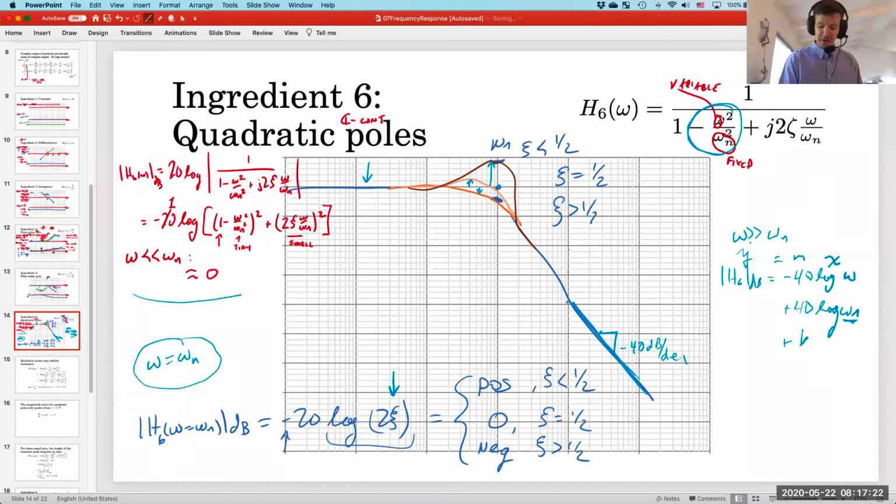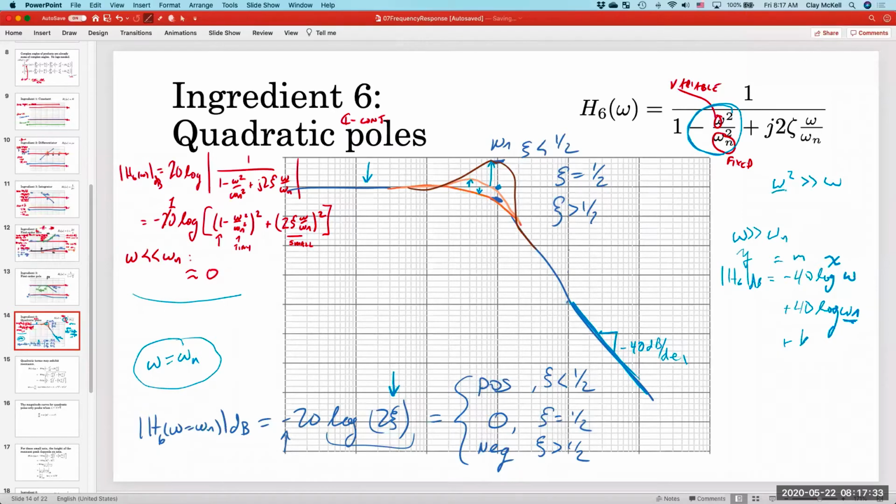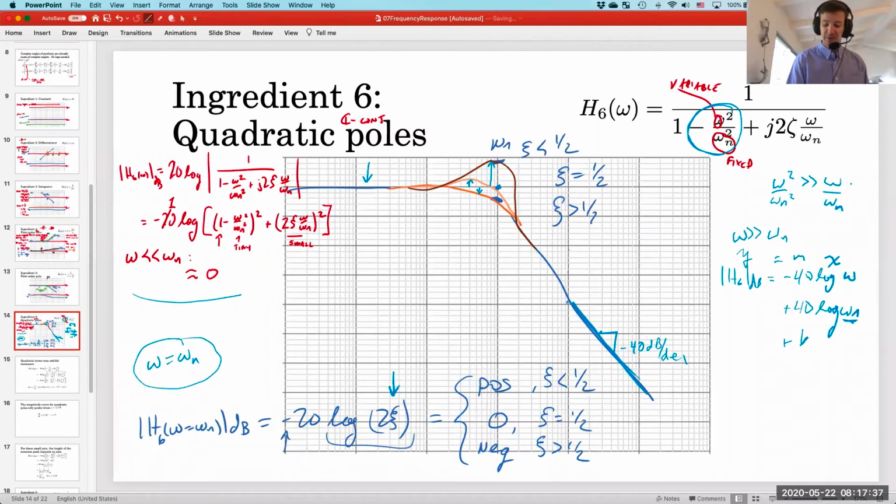So if you let omega get very, very large relative to omega n, then omega squared is going to be much, much bigger than omega. Does that make sense? And if I divide through by omega n squared, it's the same story. If we're looking at magnitudes, this one will dominate for very high frequencies. It will even dominate this one. And this squared is where you get the 40 instead of the 20 dBs.